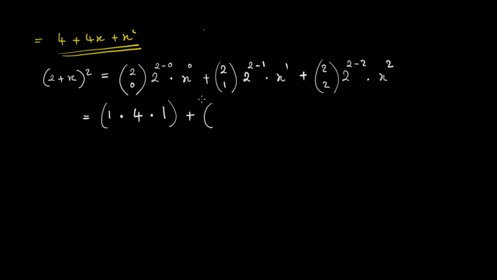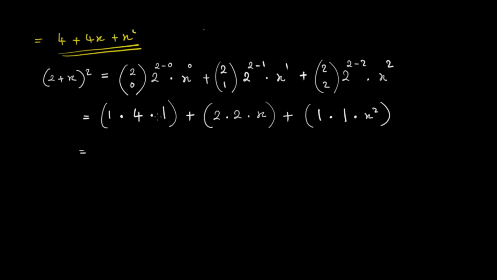Okay, let's go to the second. 2 choose 1 gives us 2, so here it's 2 times 2 to the power 2 minus 1, which is simply 2 to the power 1, which gives us 2, and x to the power 1, x like this, plus. Then we say, what is 2 choose 2? We know that it is 1, so here it's 1 multiplying 2 to the power 0, which is 1, multiplying x squared.